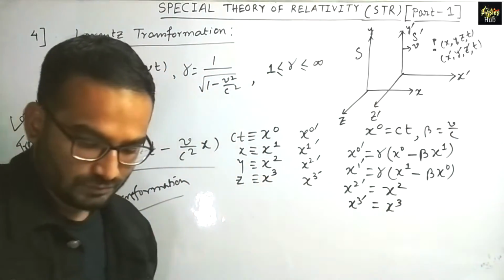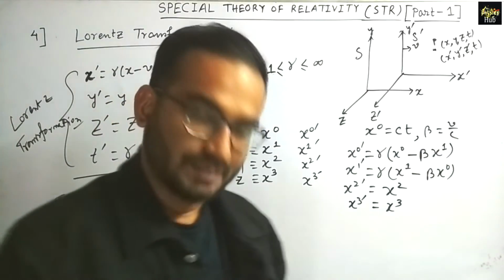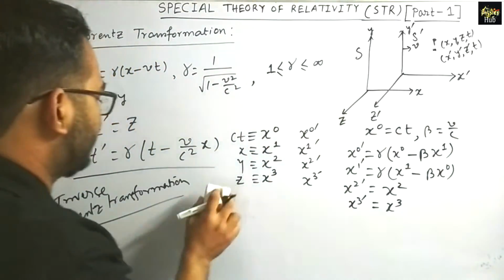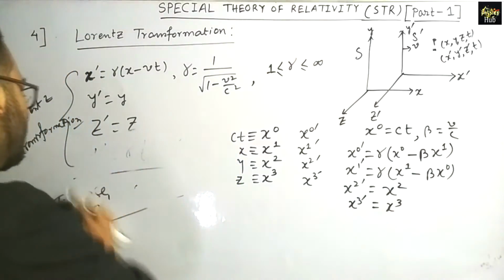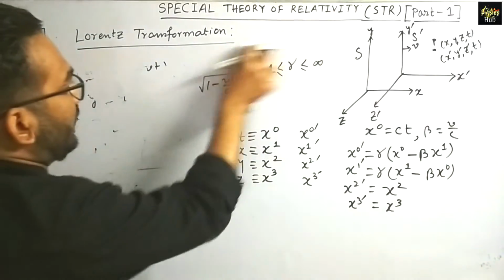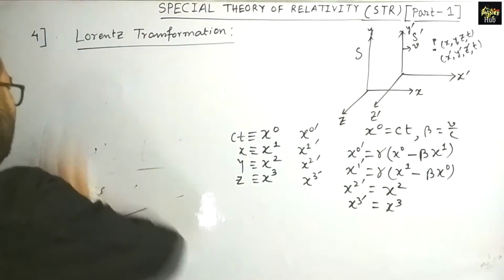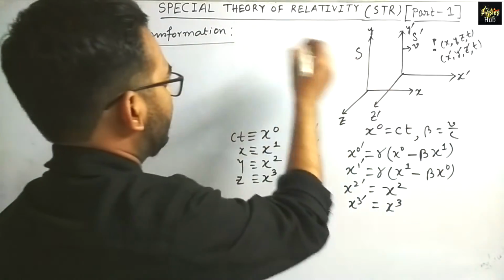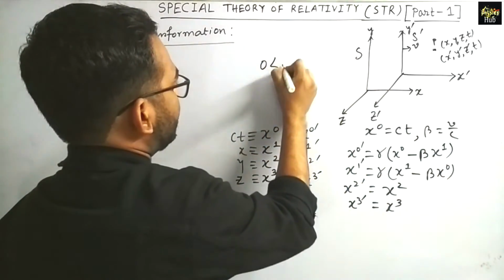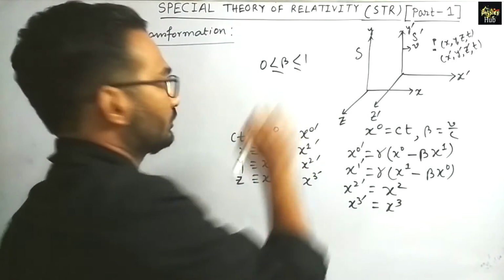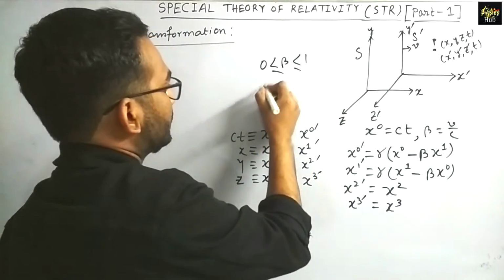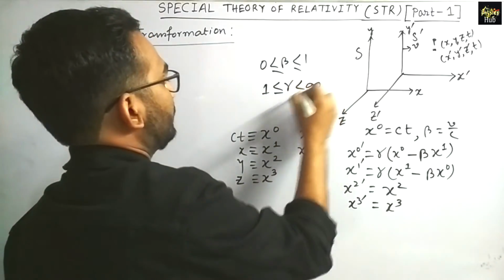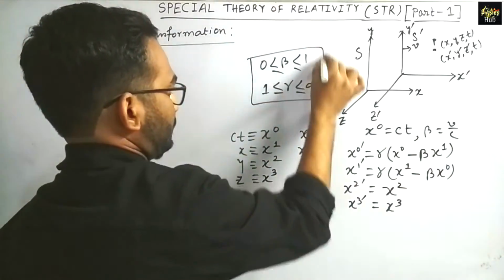Understood? Next, x2 prime will remain as usual, x2, and x3 prime is x3. Now we are trying to write this transformation in matrix form. If we write this transformation in matrix form, how will it look? One thing I would like to tell you here is that beta will take a value between 0 and 1. And gamma, as I told earlier, has this value. This is actually very important, these two things you should note down.